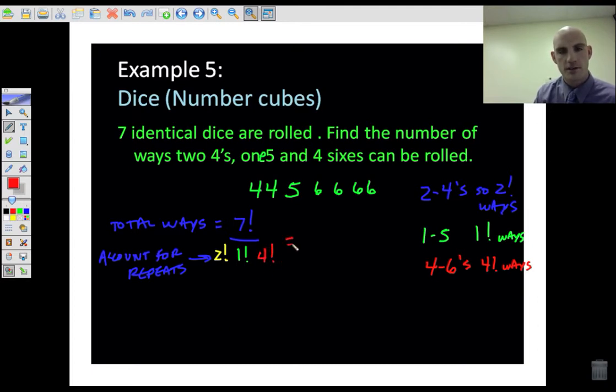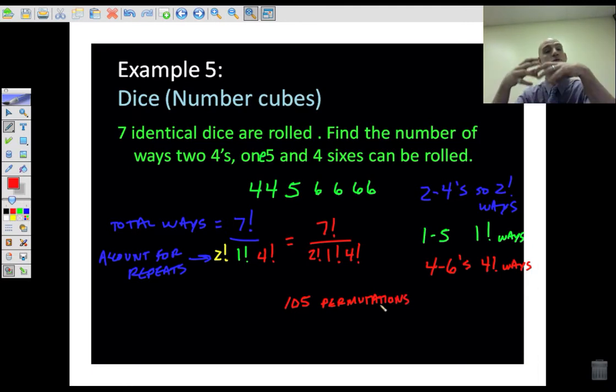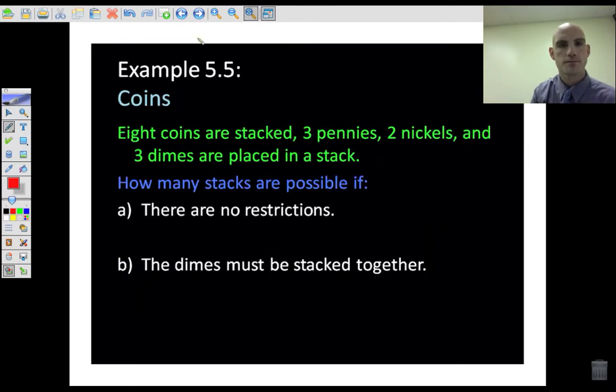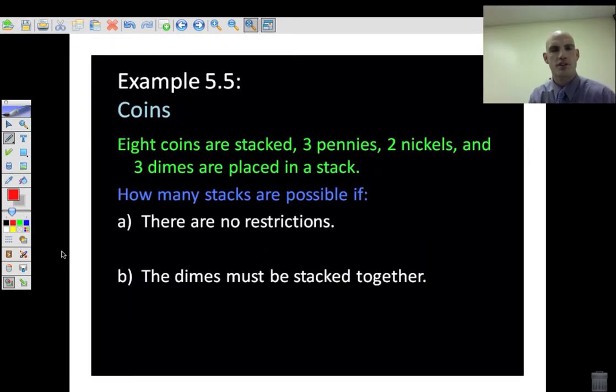Notice we have 7 factorial over 2 factorial, 1 factorial, 4 factorial. All of the numbers on the bottom add up to the top. 2 plus 1 plus 4 is equal to 7. And so when we actually calculate that out, we end up with 105 permutations. The identical objects, we divide by that number factorial. Okay? Let's look at an example using coins now.